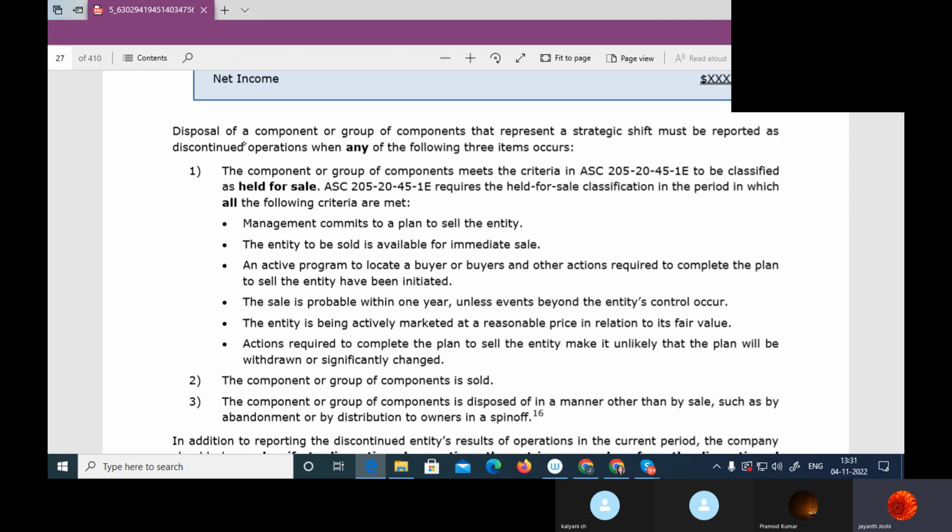Okay. Disposal of a component or group of components that represent a strategic shift must be recorded as discontinued operations. As I said, some business which is not doing well, some business the company wants to sell because it thinks it has a burden. Company has a liability which it needs to settle, and it thinks that some of the assets which they hold are not that worthy, so they can sell that asset and settle off the liabilities. So in all these circumstances, they sell the assets, and in that way they get some gain or loss and they record it.